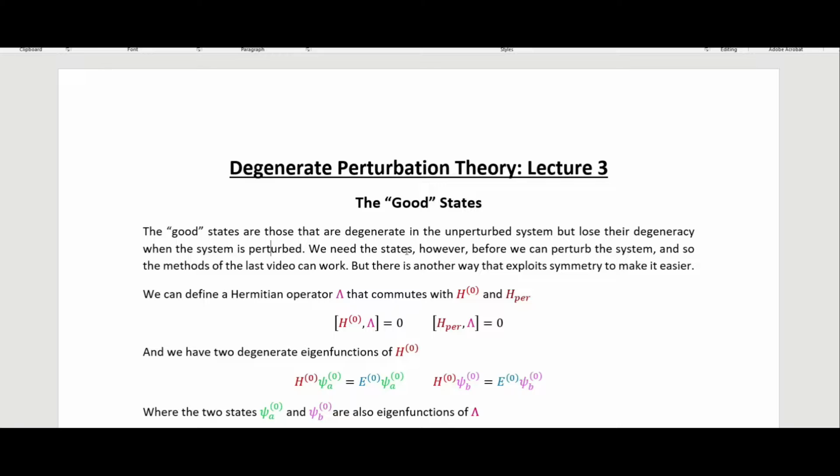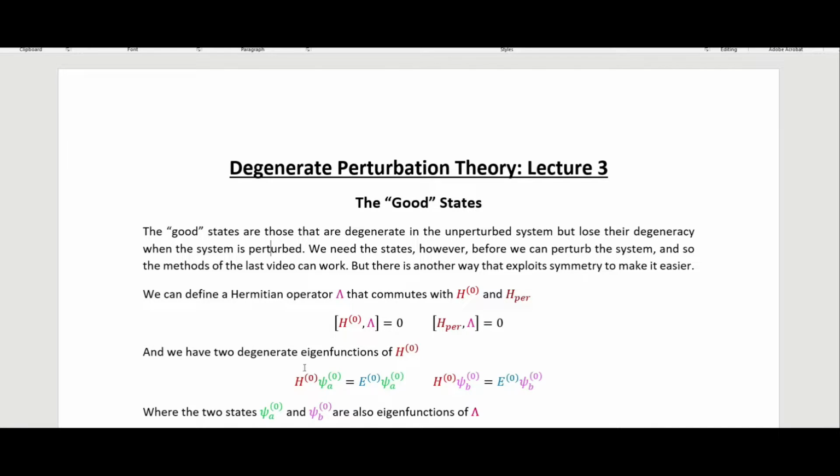And so once we use this method, then we can actually just use the non-degenerate perturbation theory, which is a bit simpler, on the states that we can find. Like I said, we will be using the symmetry to make it easier. So we can define a Hermitian operator, uppercase lambda, which commutes with our ideal Hamiltonian and our perturbation Hamiltonian here. And so it commutes with both of those.